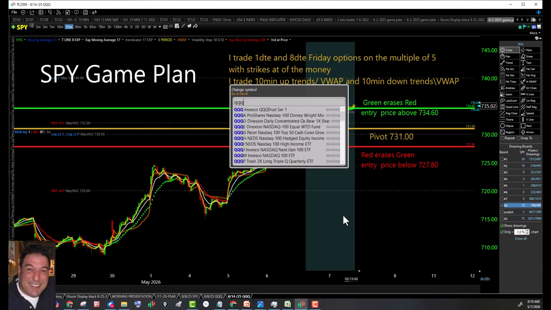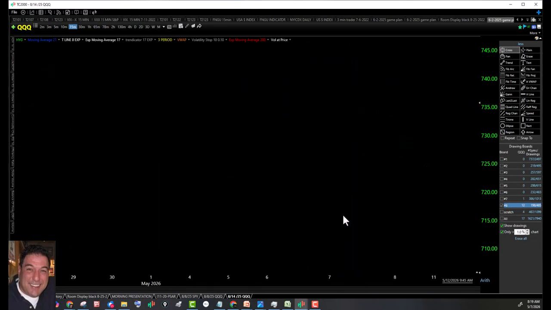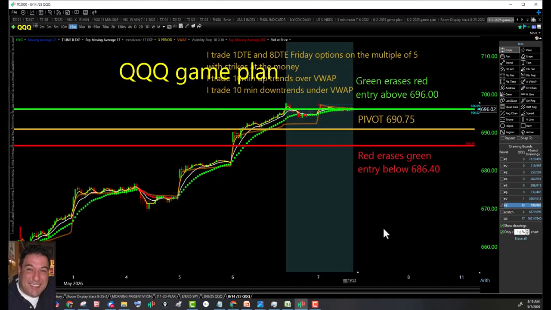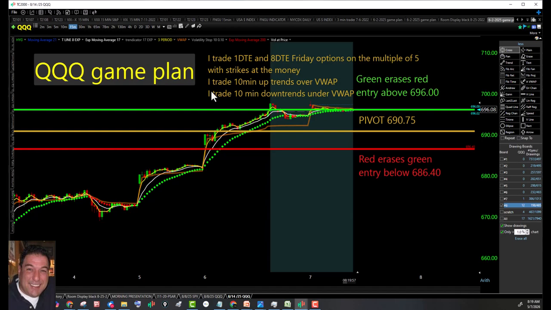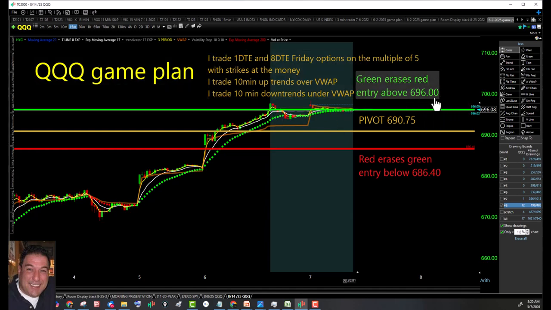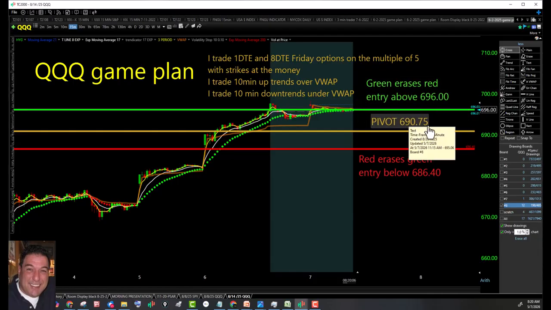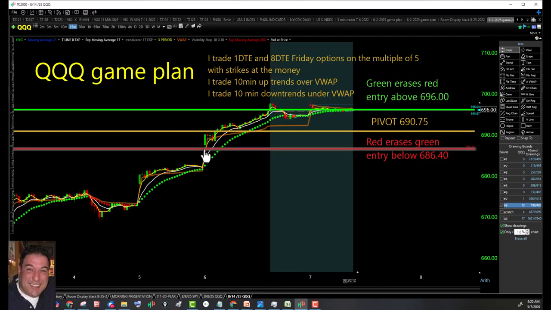QQQ's got a game plan as well. QQQ game plan is, spread this out a little bit. Okay, you got green erases red over yesterday's highs, so that's going to be 696. All right, the pivot for today, 690.75. Red erases green underneath, 686.40, so underneath the open gap. I'd be looking for gap fill down here if we get a 10-minute downtrend.